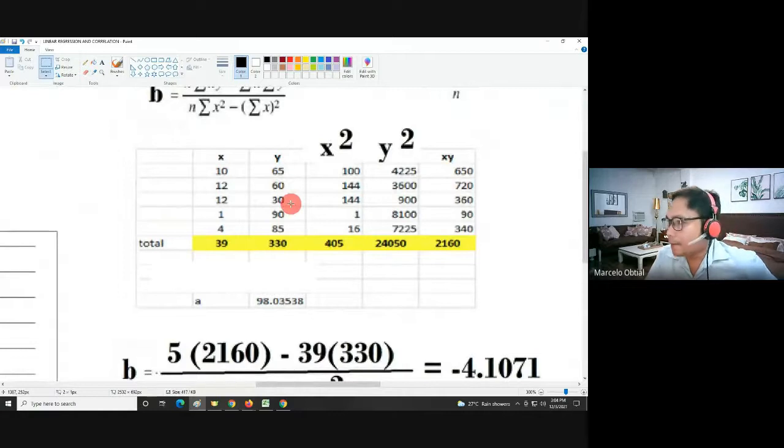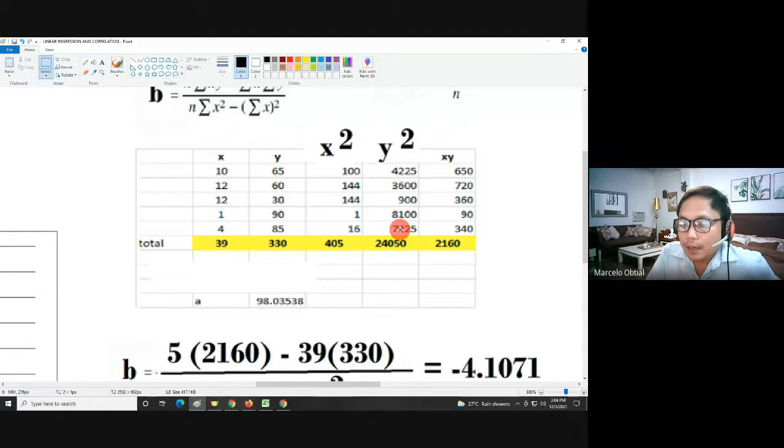Now, x and y, you need to analyze. Saan dapat yung x, dapat yung y dyan? We need to get x squared. So, 10 squared will give you 100, 12 squared will give you 144, and so on and so forth. Dapat matapos natin lahat. We need also to get y squared, for your R, or correlation coefficient. 65 squared, 4,225. 60 squared, 3,600. Hanggang matapos natin yung 5.